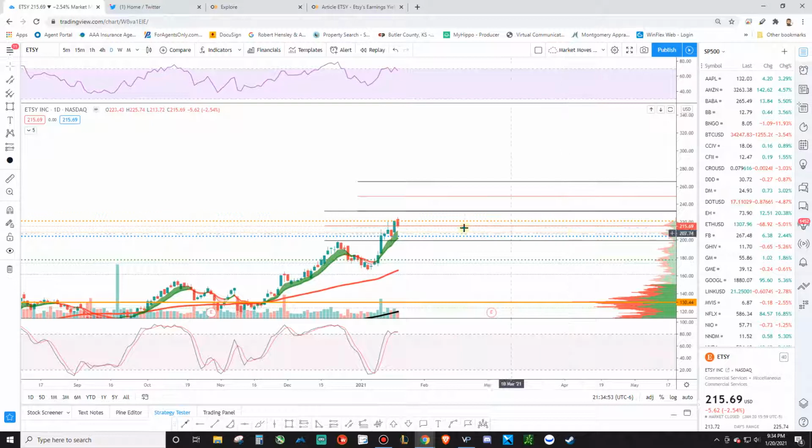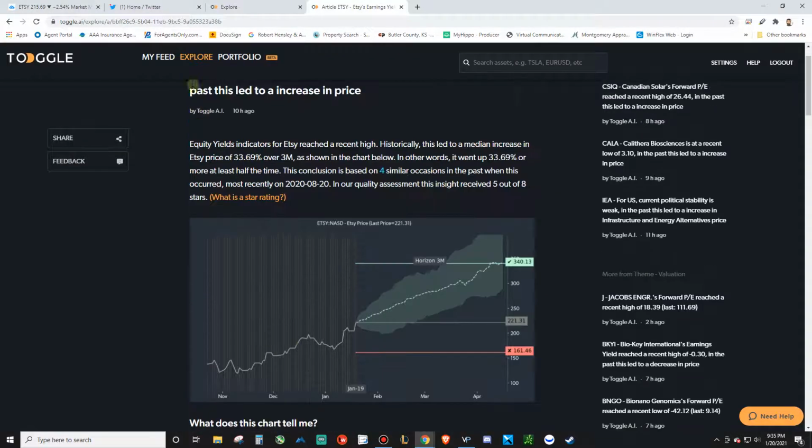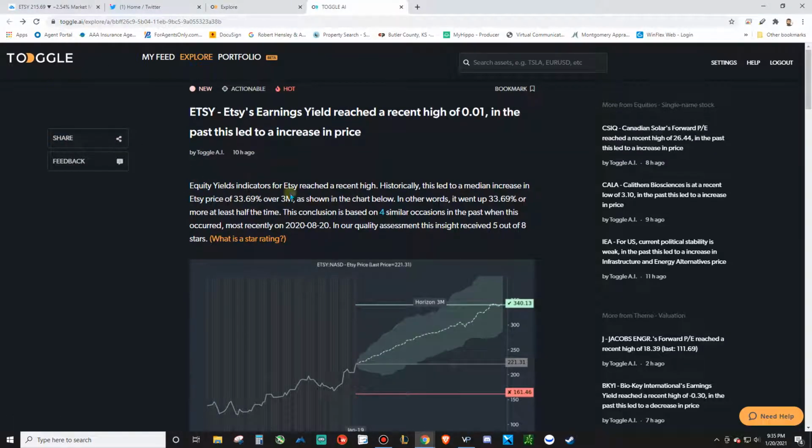So on a dip today would have been a great time to go ahead and buy the 250s or 240s for, just call it earnings, I guess, would be pretty good. And you have yourself the makings of a decent trade. So this is why I like this. And then you can do this for penny stocks.